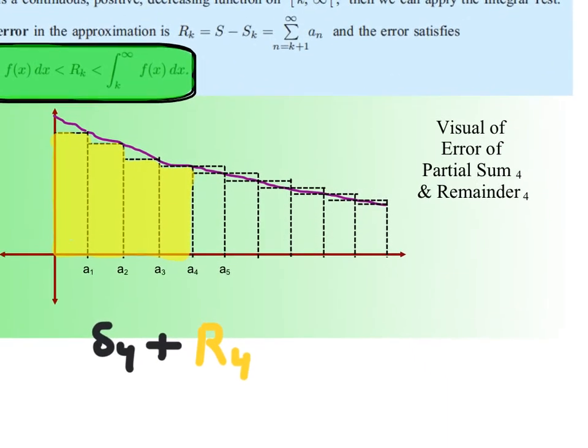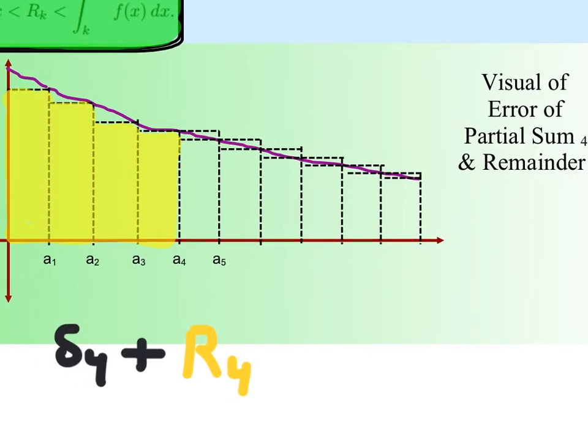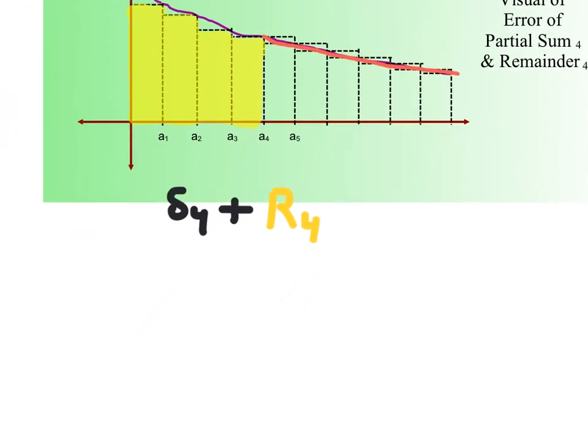Now if I zoom in on the portion that represents the error, the portion of the integral that starts here and goes here would be related to the error. Okay, here's the error. That integral from 4 right here to infinity of whatever the function would be is going to be an overestimate of that error.